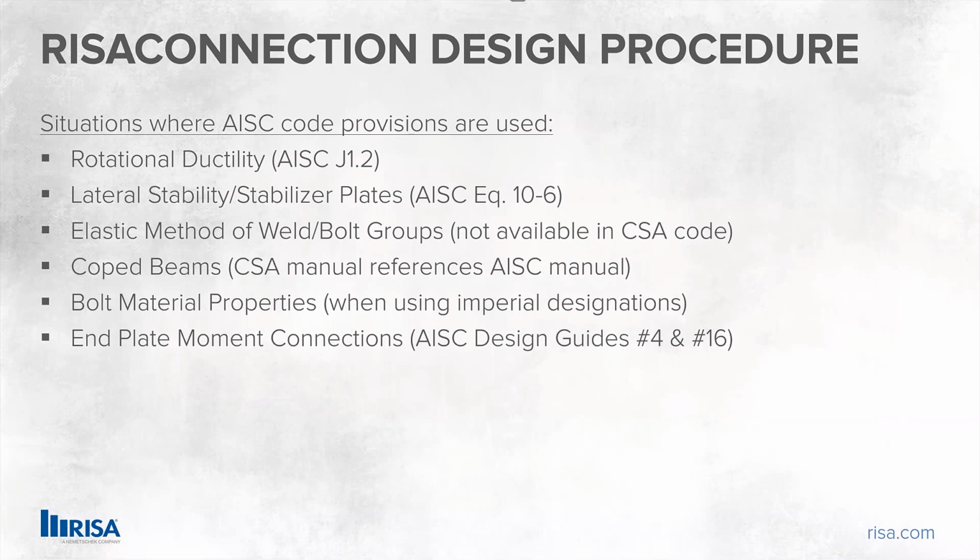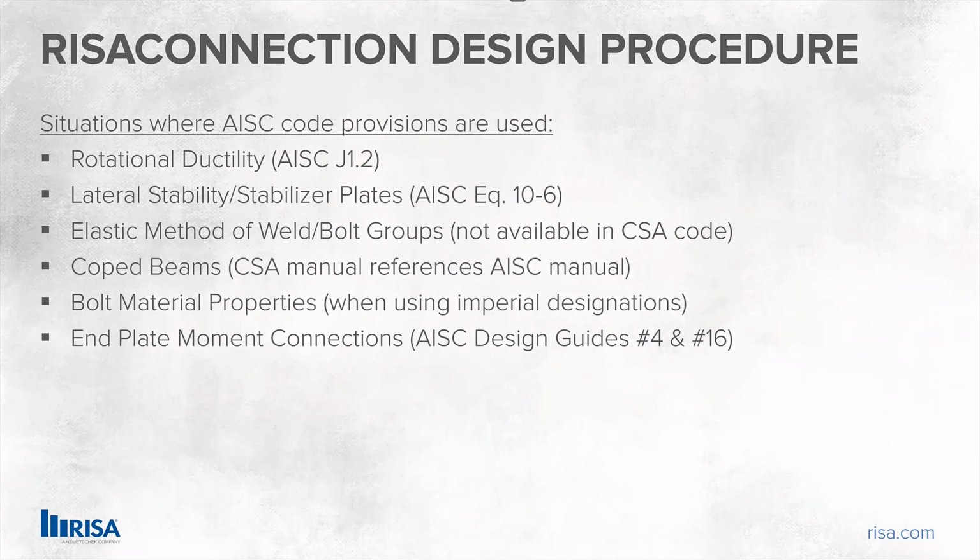Also, for coped beams, the CSA manual actually references the AISC manual, so we're going to just follow what the CSA manual tells us to do and use the AISC manual for coping. For bolt material properties, we are going to use AISC provisions when you choose imperial designations. If you do choose to use the metric ASTM, like A325M, the metric version of that, we will then use some metric provisions and also metric bolt sizes, so that it equates to what you're used to in the CSA code.